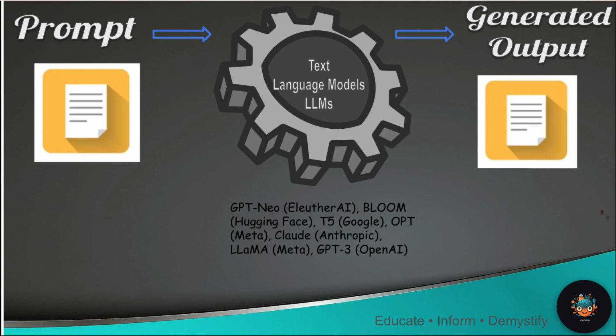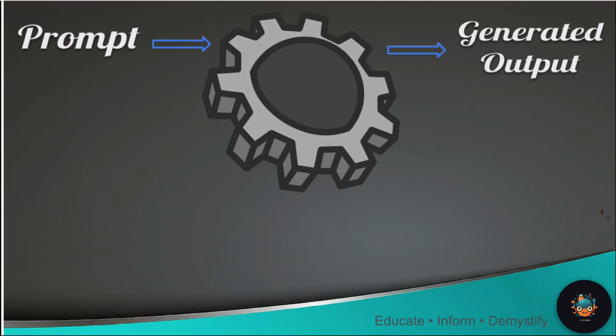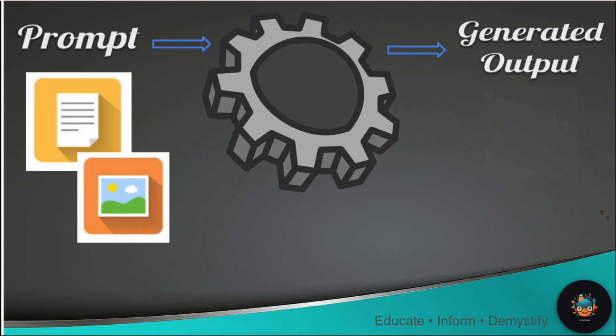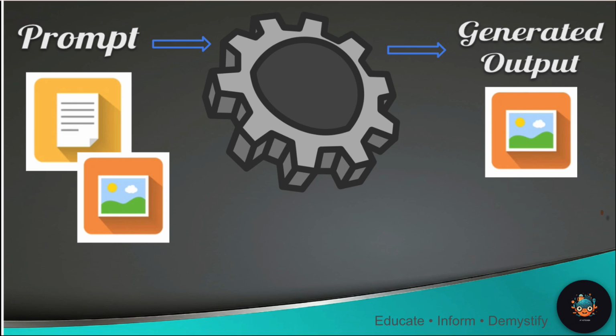Now let's move on to another class of models. If your generative model takes text or image as an input and produces image as an output, they are known as image models.